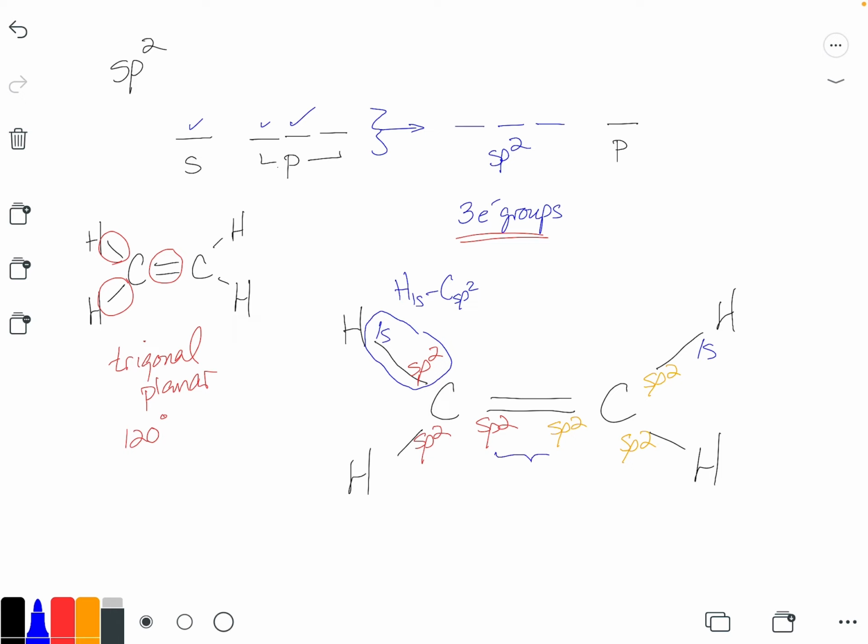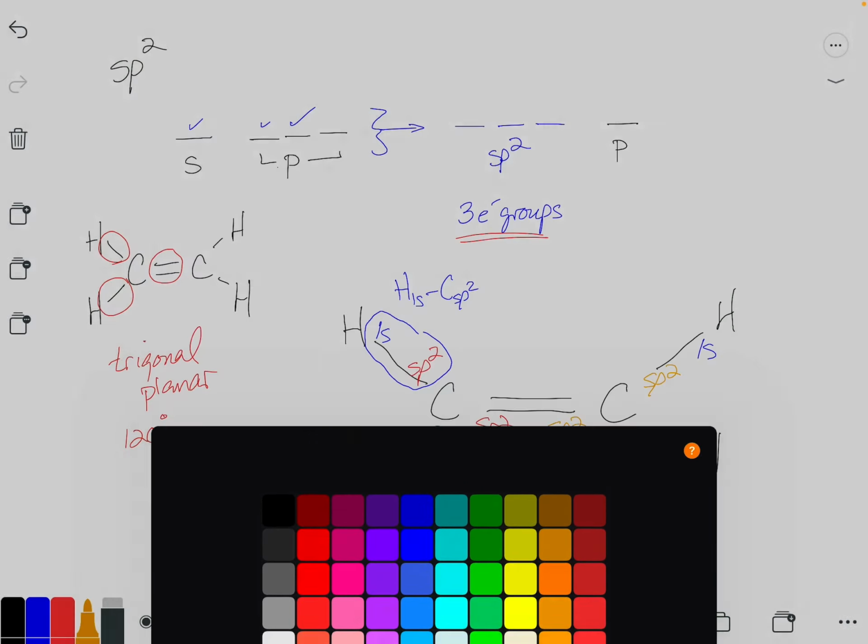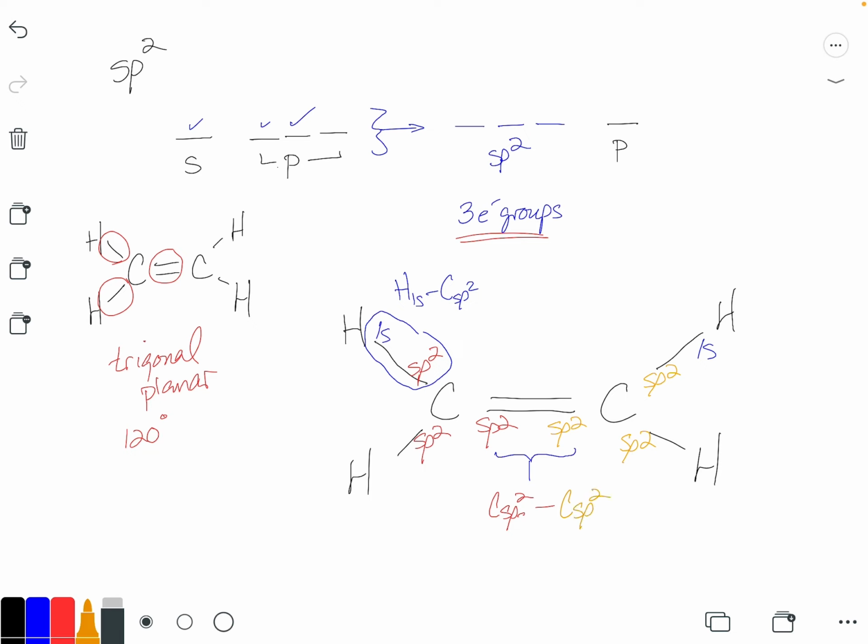For this first bond between the 2 carbons, I've got my red carbon sp2 orbital overlapping with my orange carbon's sp2 orbital. That's going to form the first bond, or what's called the sigma bond. Sigma is just the first bond between any pair of atoms. Okay? Single bond between any pair of atoms. So the hydrogen-carbon bonds here are sigma bonds. One of the carbon-carbon bonds is a sigma bond.